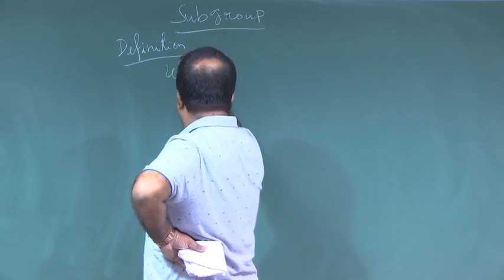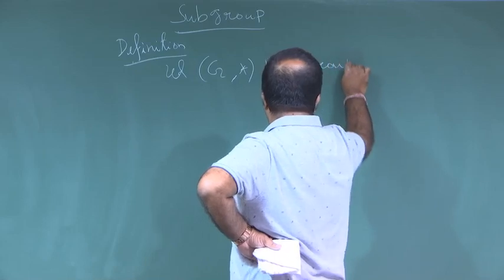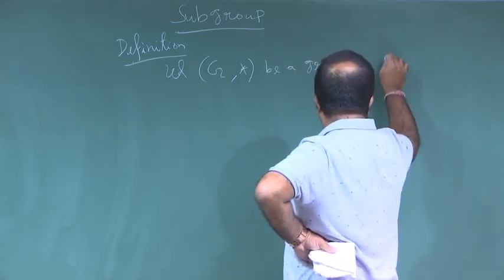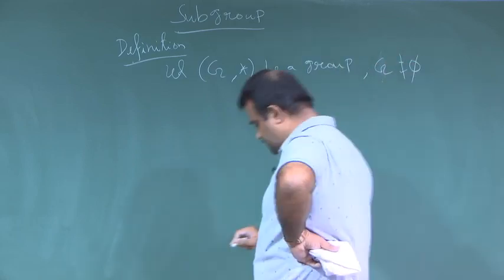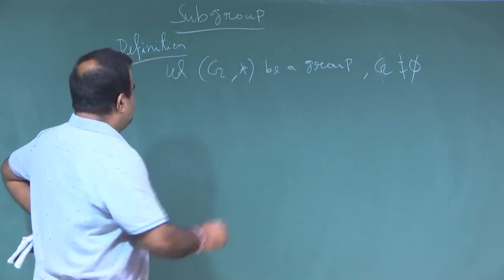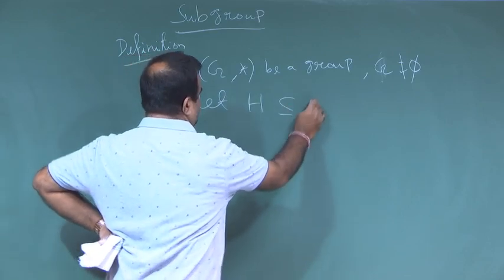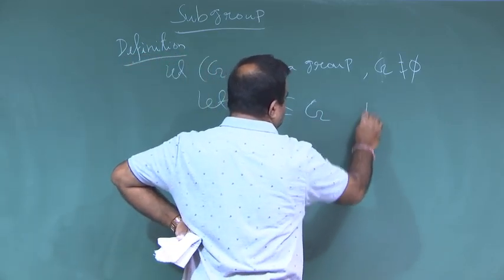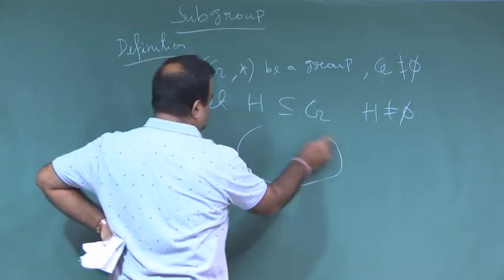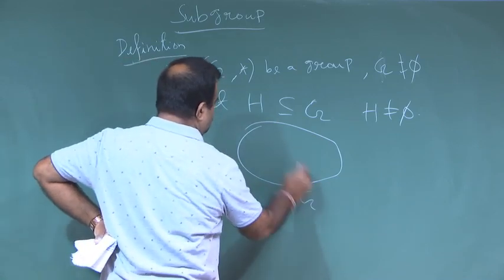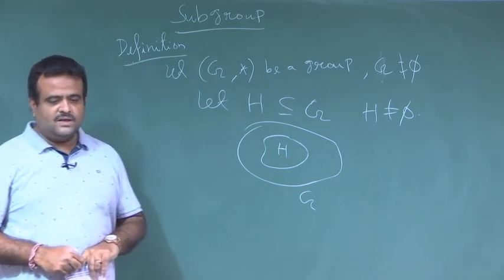Now, let G be a group, which is basically non-empty. And let H be a non-empty subset of G, where H is also non-empty. Okay, so this is our G group, G set, this is our H set. So, H is a subset of G.